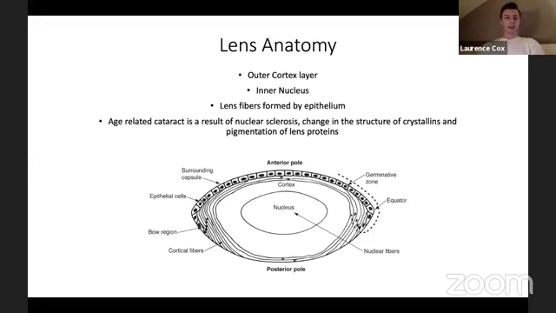Obviously, the most common cataract that we see in the UK is age-related cataract, and that's a result of nuclear sclerosis, changes in the crystalline proteins, which are responsible for transparency, and also deposition of pigment and pigmentation of the lens proteins.